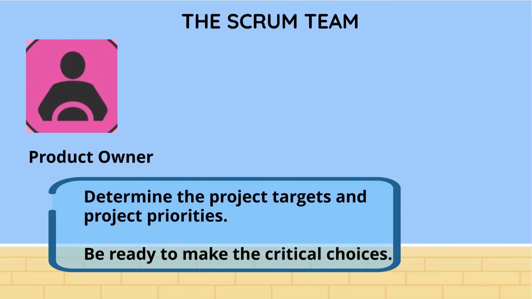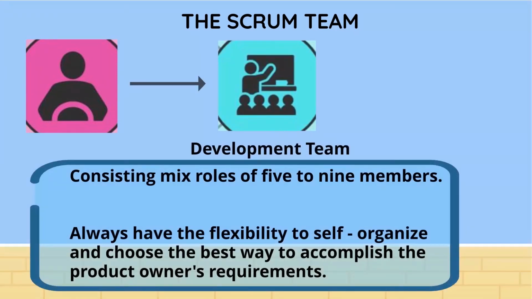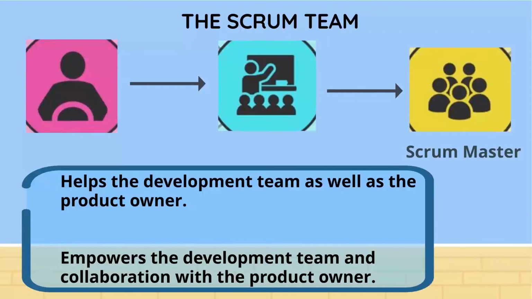Let's move to Scrum Team. First team is Product Owner. A person who determines the project targets and the project priorities and is always ready to make critical choices. Second team is called Development Team. It consists of mixed roles of 5 to 9 members and always has the flexibility to self-organize and choose the best way to accomplish the product owner's requirements.